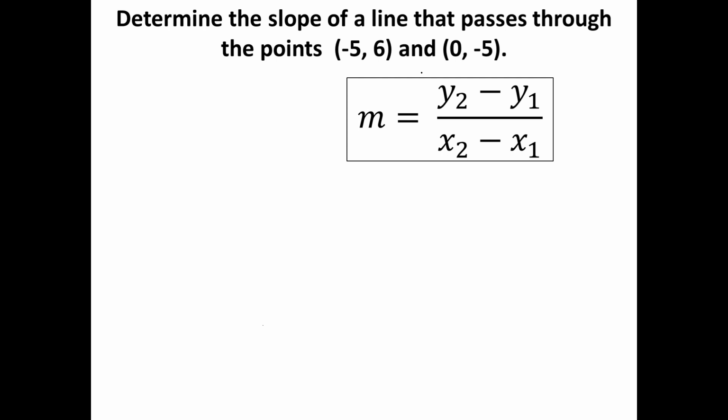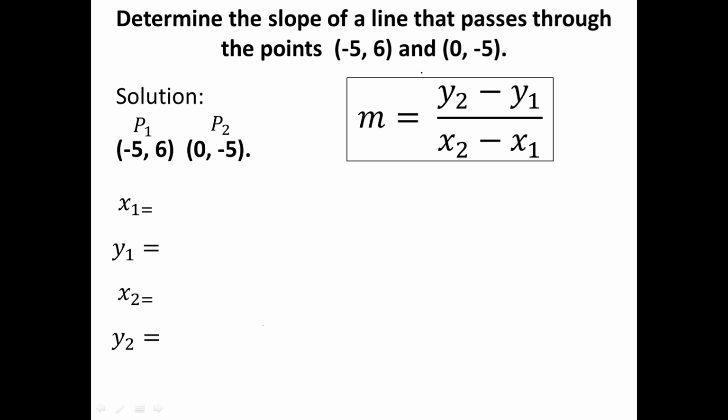Next, determine the slope of a line that passes through the points. Another set of points again. We have, of course, our formula for the slope of a line. Let's say point 1 is the ordered pair (-5, 6), and point 2 is (0, -5). Then we identify the value of x sub 1, the x coordinate, negative 5, and we have positive 6. For point 2, the x coordinate is 0 and the y coordinate is negative 5. Then we will substitute these into our formula.